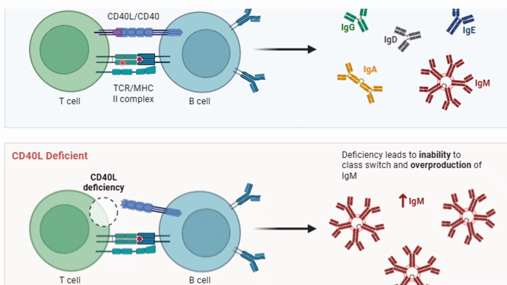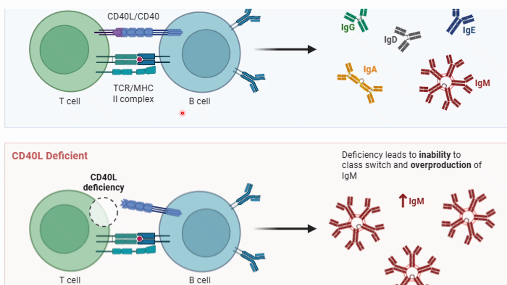But in hyper IgM syndrome, the CD40 and the CD40 ligand have to bind with each other, or be recognized, so as to produce more antibodies. How does this happen? The CD40 receptor is present on the B cell, but the CD40 ligand is present on the T cell. The final activation happens after the CD40 ligand and CD40 receptor are bound together.